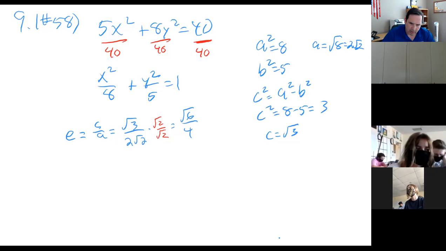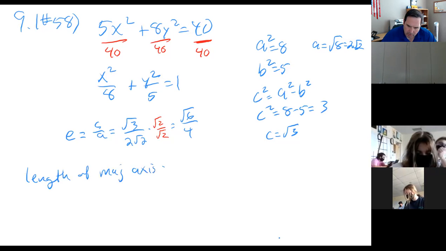And good on you, that's an even problem. That's an extra one you're doing. They also want to find the length of the major axis and the length of the minor axis. So the length of the major axis is going to be 2a. So that's going to be 2 times 2 root 2, which is 4 times the square root of 2.